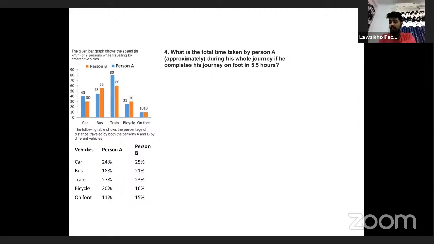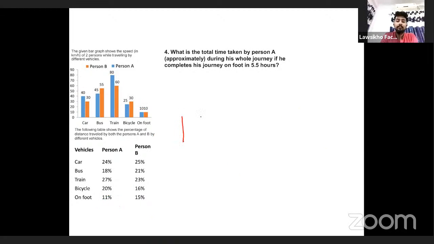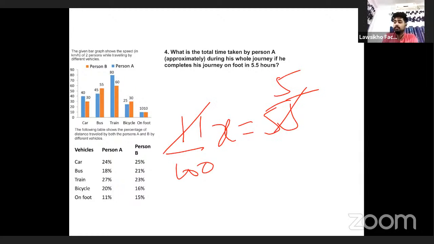Completed in 5.5 hours, and what was his speed? His speed was 10 kilometers per hour, which is 5.5 into 10, so the distance is 55 kilometers. Okay, 55 kilometers is the distance covered by person A on foot. Now what was person A's share on foot? Again refer to this set of data, which is 11%, so 11% of total distance x is 55. Cancel out as 5, so the entire journey is 500 kilometers. Now what you need to find here is the total time taken by person A.